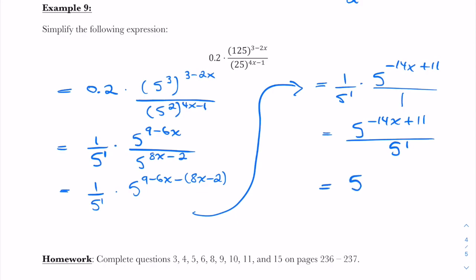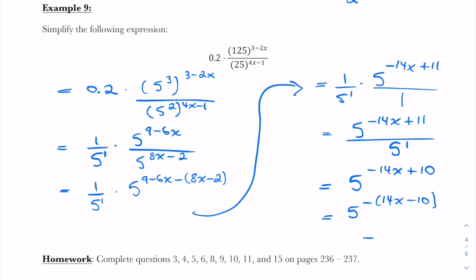Final simplified answer, 5 to the exponent of negative 14x, and the 11 and the 1 subtract to give you positive 10. This is probably a good final answer. I would accept this one, but something else you can do is factor out a negative from both terms in the exponent. And then take the reciprocal of this negative power.